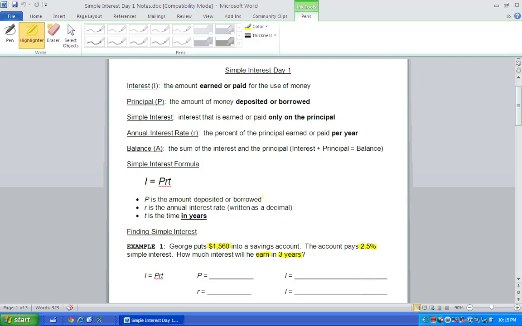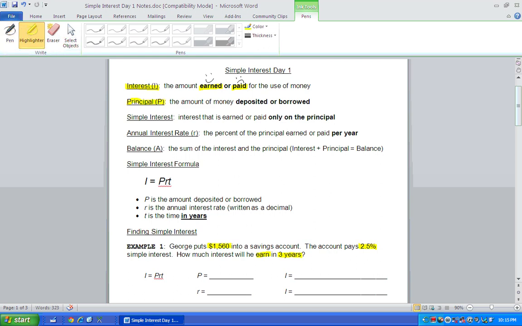Our first term is interest, and that's the amount earned or paid for the use of money. So if you earn interest, that's a positive situation. You're going to gain that money. But if you have to pay back interest, that's going to be a negative situation. You don't want to have to pay extra money.